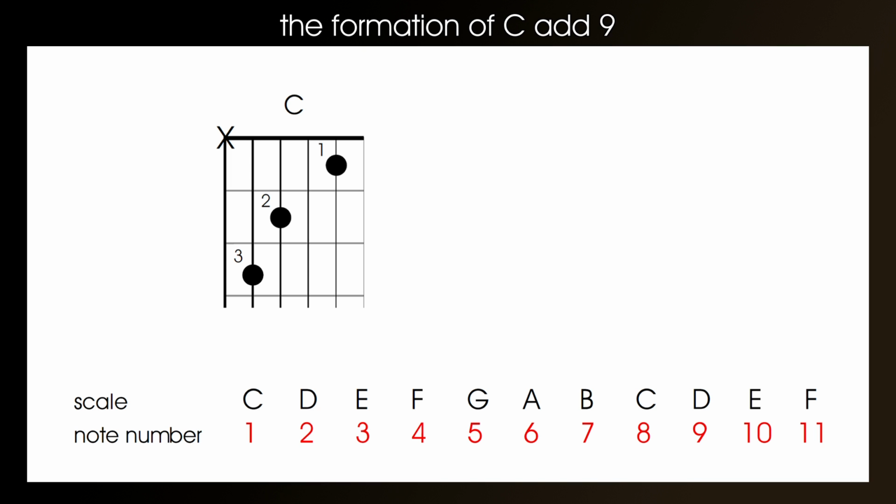So for this example, I've taken the scale up to the 11th note. However, we only need to go up to the 9th note, as we're creating a C add 9. And the 9th note of the C major scale is a D. So we need to find a way to add the D to the C major chord in order to make it a C add 9. And the easiest way to add the D to the C major chord is to play the 3rd fret on the B string with the 4th finger.